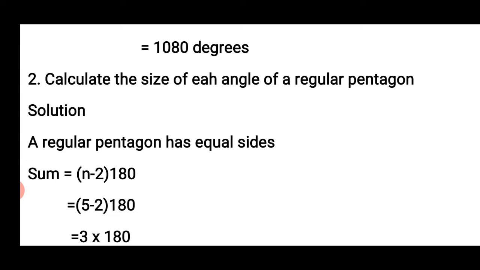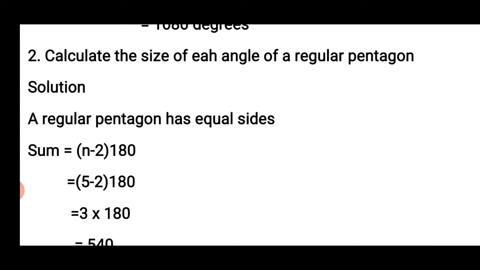As earlier stated, we said that a regular polygon has equal sides. So in this case, we are talking about a regular pentagon. A regular pentagon has equal sides, that is 5 equal sides. 5 sides that are equal. But we have to find the sum of angles in a pentagon.